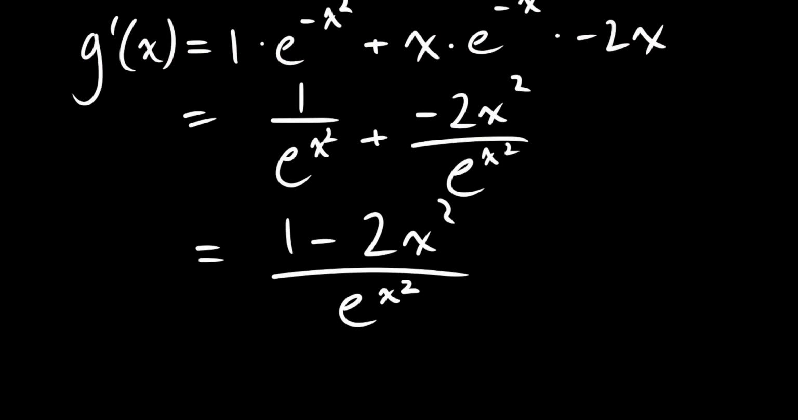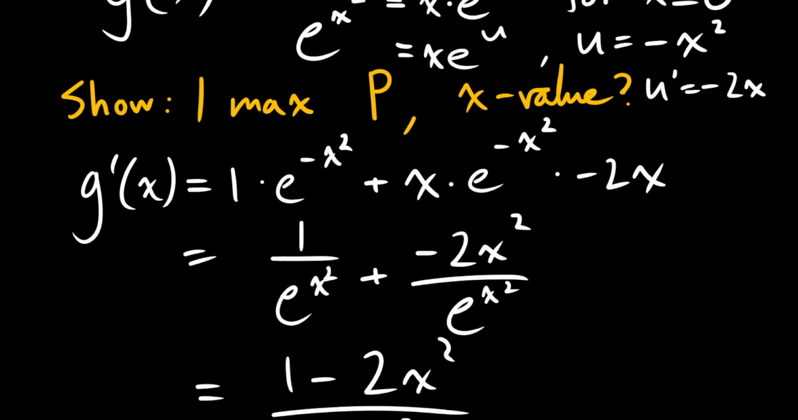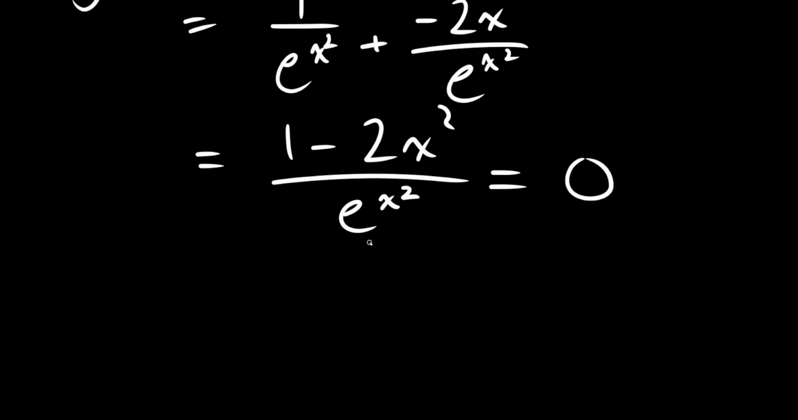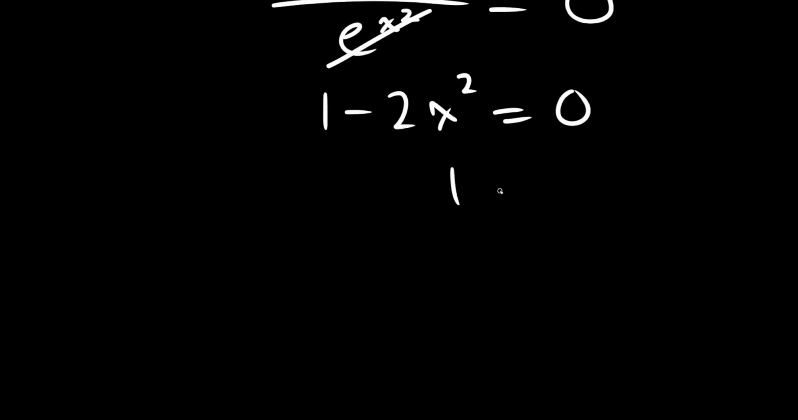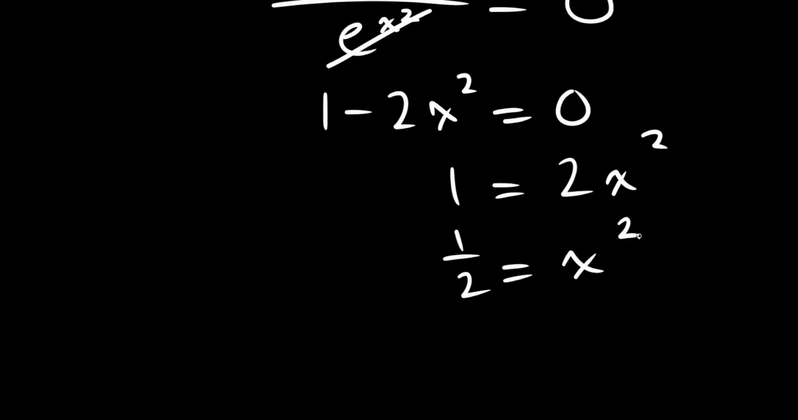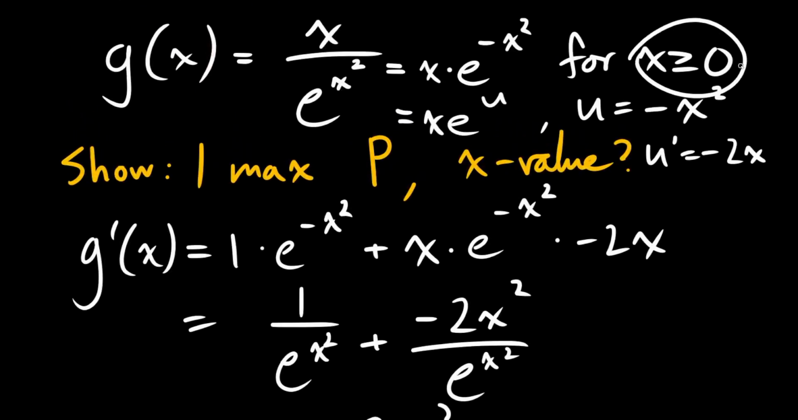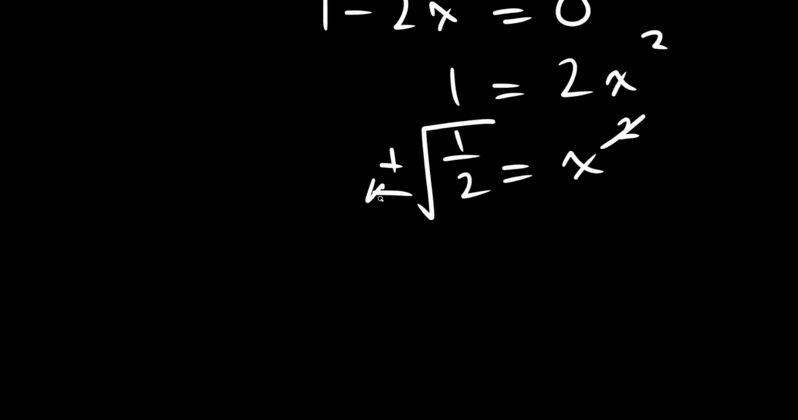And since we're looking for a local minimum or maximum, we're looking for the maximum, we're going to set this equal to 0. You can multiply both sides by e to the x squared, so this does not matter. 1 minus 2x squared equals 0. So 1 will equal 2x squared, and we're going to solve. 1 over 2 equals x squared. And you can take the square root of both sides, plus or minus. But look at our domain. Our domain is only valid for greater than or equal to 0, so we can omit this negative sign. And you should know that this is root 2 over 2 equals x. So that is where the maximum value is, and that's how we show that there is only one.